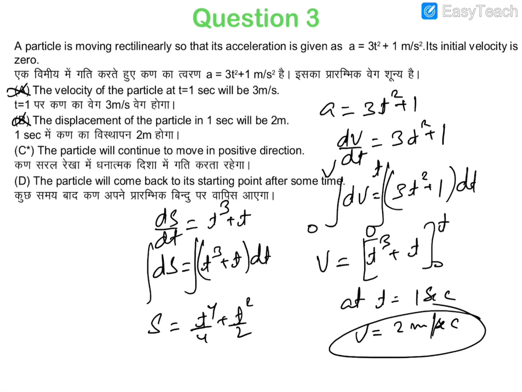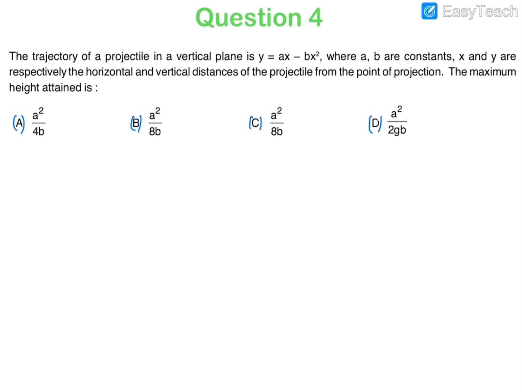So particle continues to move in the positive direction. This is correct, and it is correct due to the fact that the velocity and acceleration are parallel to each other at all times. So there is no question of changing the direction. So it will continue to move in the positive direction always, and the particle will come back to the starting position after some time. This is also incorrect, so the only correct answer is C. Now let us move on to the next question.